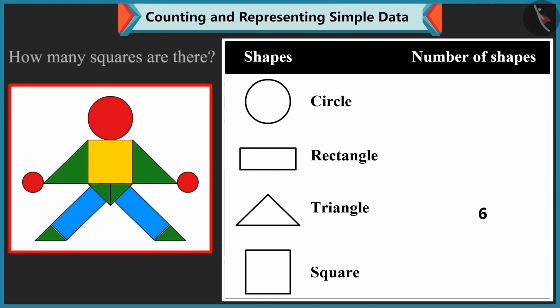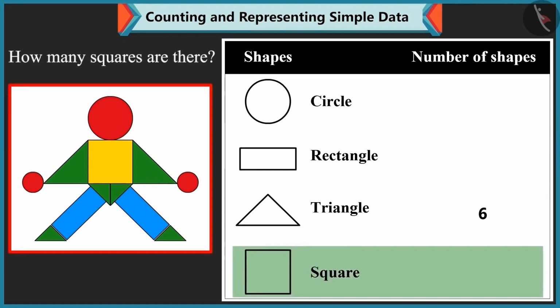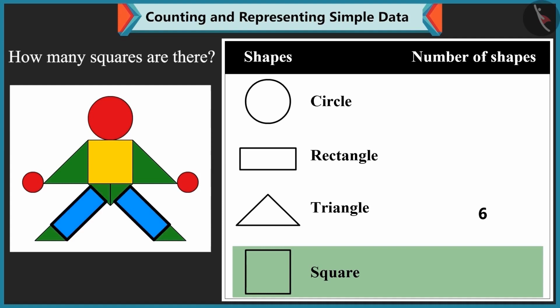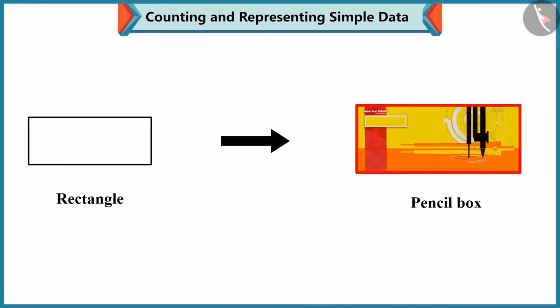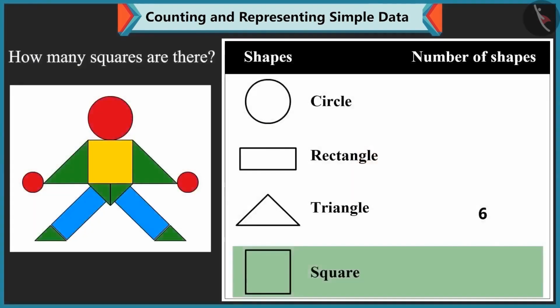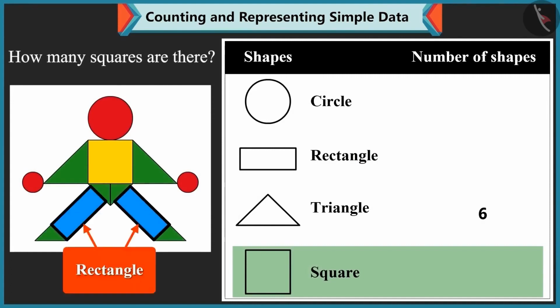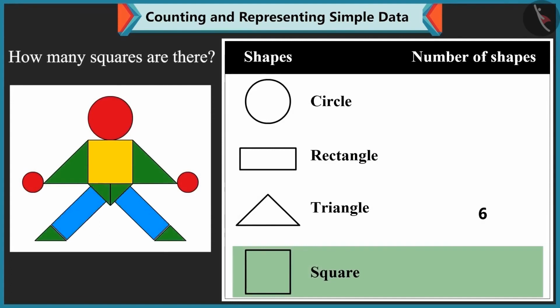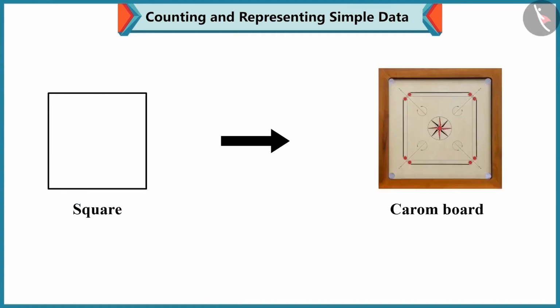Now tell me how many squares are there? 1, 2, 3. Oh no, Bubbly. There is only one square here. Mummy, this is also a square, right? No, Bubbly. This is a rectangle. This shape is same as your pencil box. Okay, this is a rectangle. Yes, and the shape of the square is the same as your carom board.